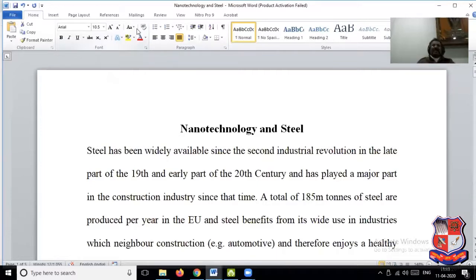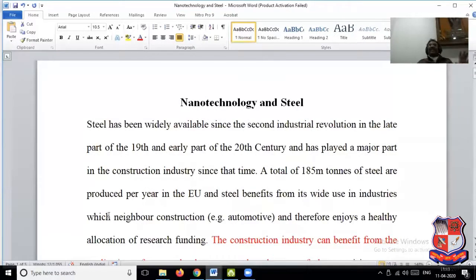As you know, steel is widely available and used in industries starting from the early 19th century, and at present its total production is in the order of 185 million tons, and this data is only for European countries. I'm not talking about the rest of the world. So it is itself a very huge amount, and by default it shows it has very huge applications, especially in the automobile sector, in the mechanical industry, as well as in construction also.